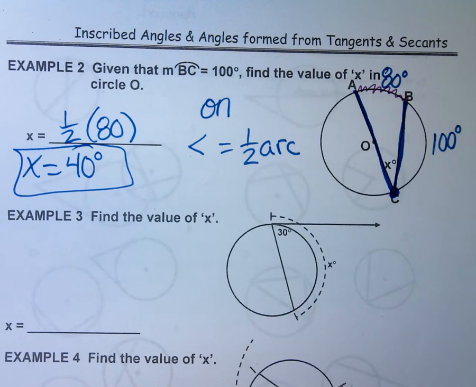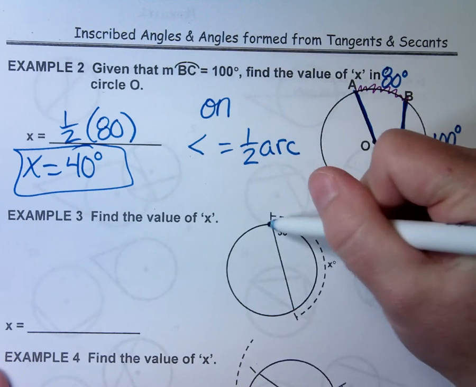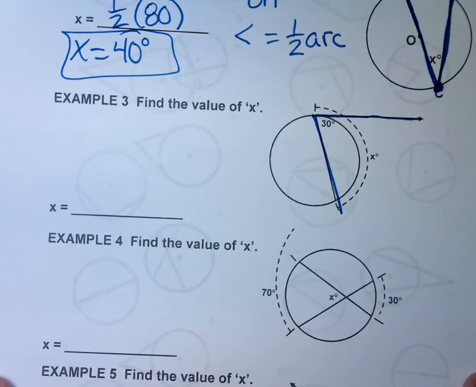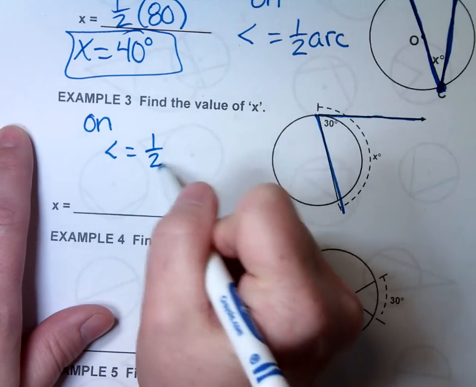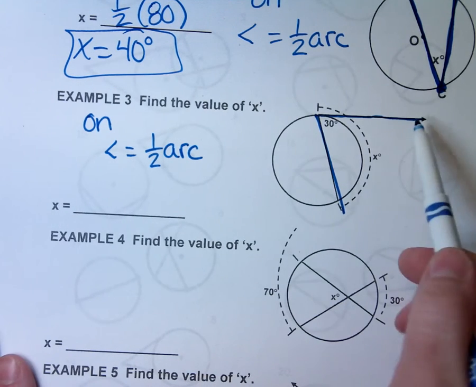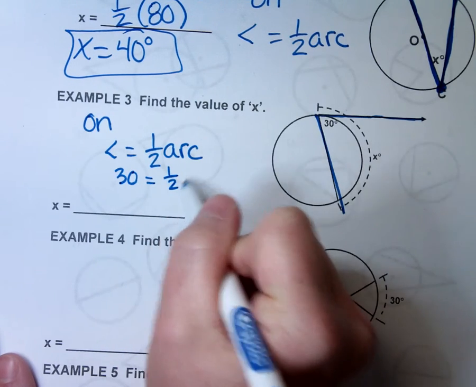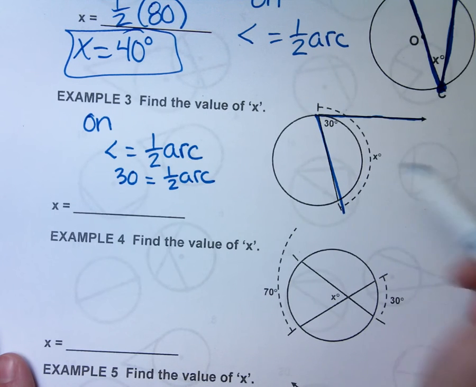Okay, example 3. It says find the value of x. So first of all, let me just draw my angle. Is the vertex of the angle on the circle, inside, or outside? On. Okay, the vertex of the circle is on. So because it's on, I'm going to find the angle by taking half of the arc. Okay, but this time I actually know the angle. What is the angle? 30. The angle is 30, and that's going to equal half of the arc. And the arc is what I actually want to know. How can I figure out what that arc is? Multiply by 2. And it would be 60.